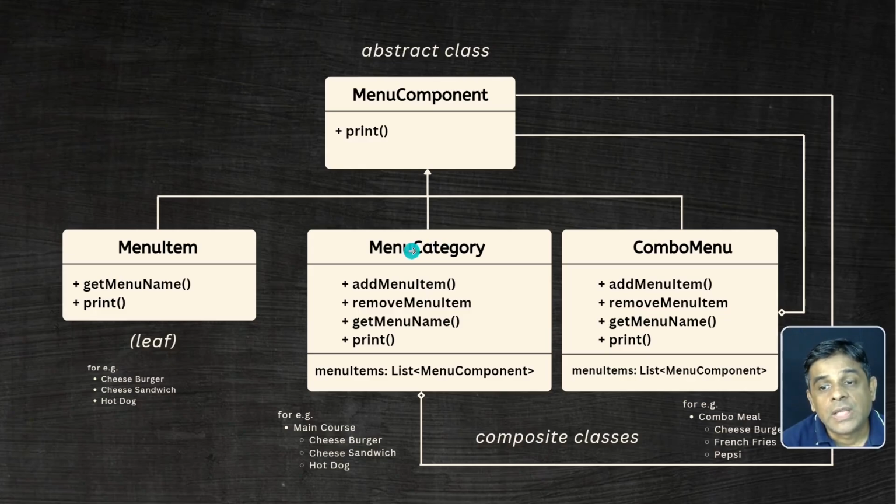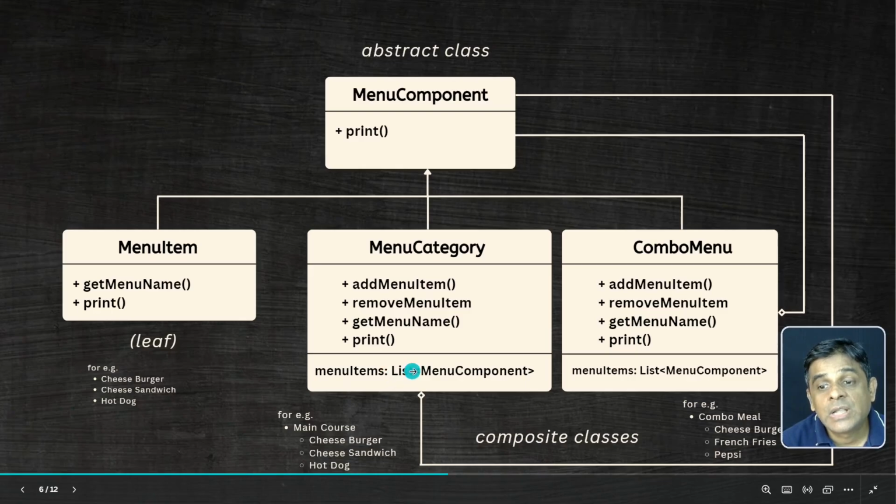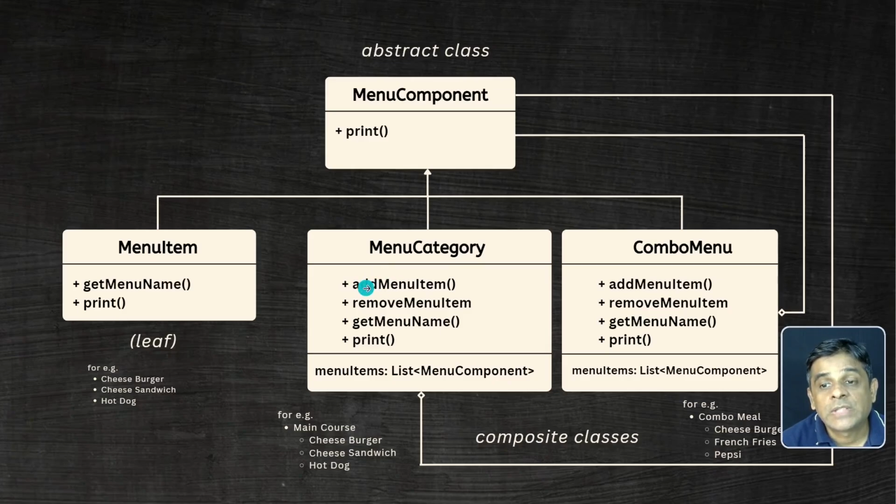Now this is a composite class. As I told you, a composite class contains other classes or subclasses or leaf nodes. So we can see here this is a list that contains other classes, and for this we added two methods: add menu item and remove menu item. And of course we have to provide the print functionality as we are inheriting from, or implementing, this abstract class. Similarly, the combo menu item also contains other objects or classes, and it has functions like add menu item, remove menu item, and print functionality.